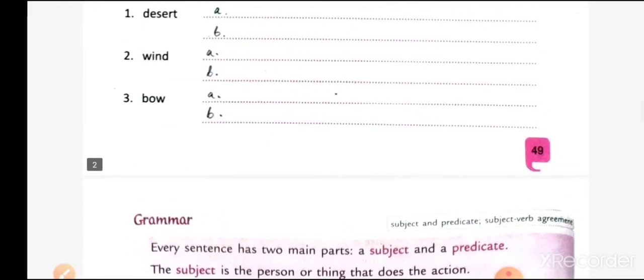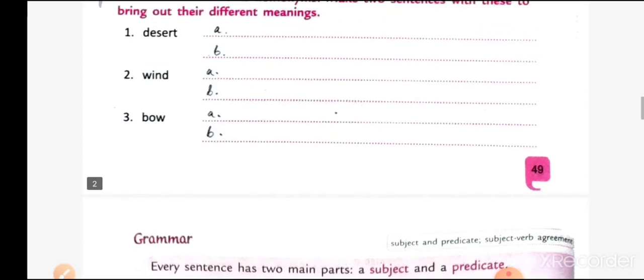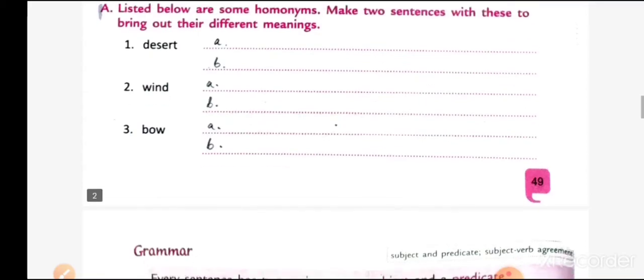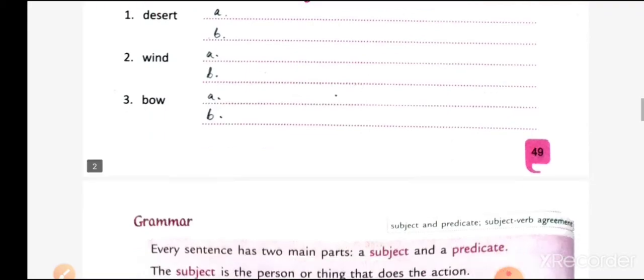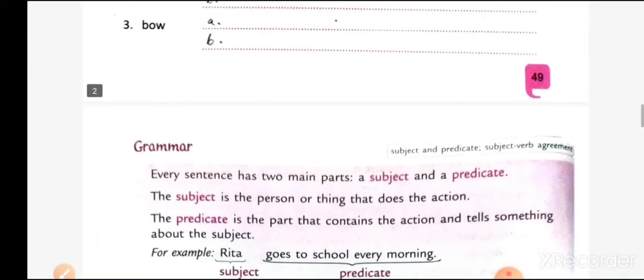Next we have the word bow. Bow and arrow. That bow is a noun. It has a different meaning from the word bow, which can be a verb, a sign of respect. For example, I bow before God to receive his blessing, like that.